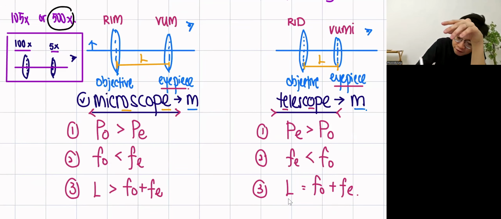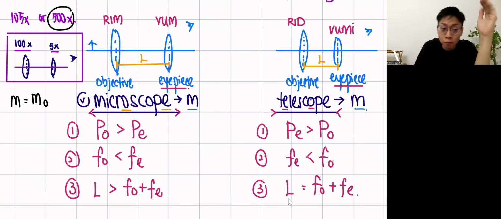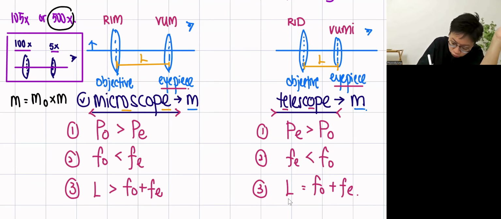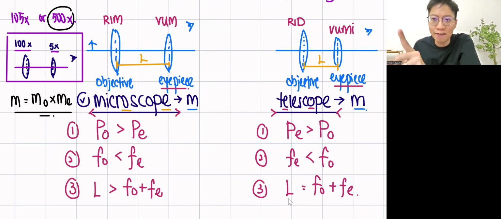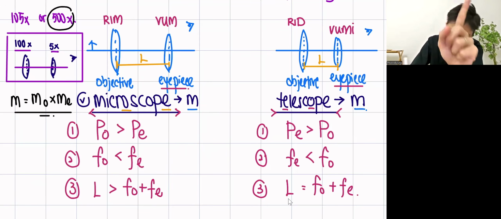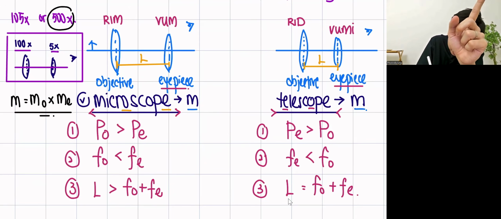So that's why the magnification of your microscope is equal to the magnification of the objective lens multiplied by the magnification of the eyepiece lens. So it is not FO times FE, it is MO times ME. I don't know who taught you FO, FE. Okay?